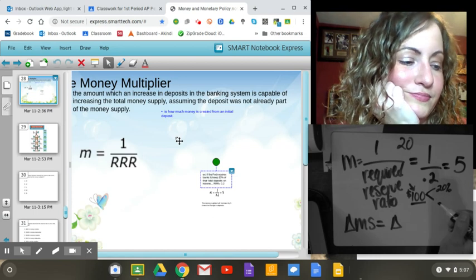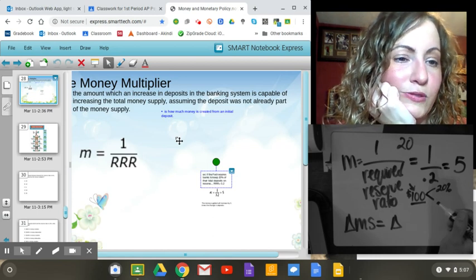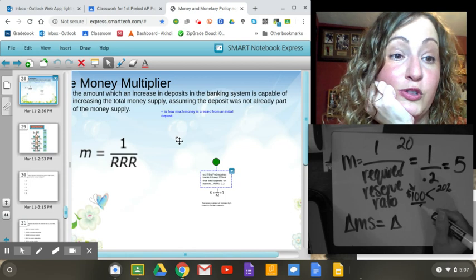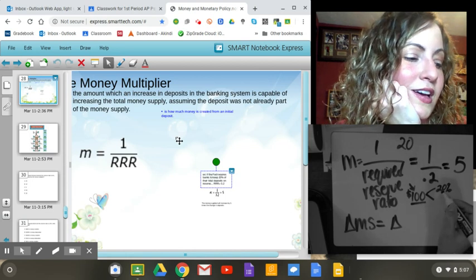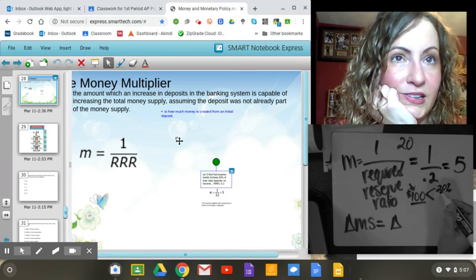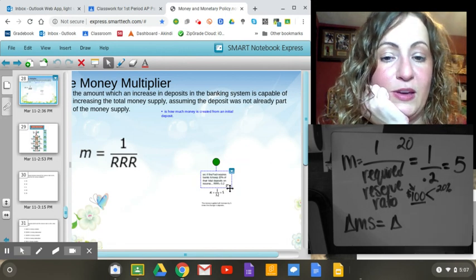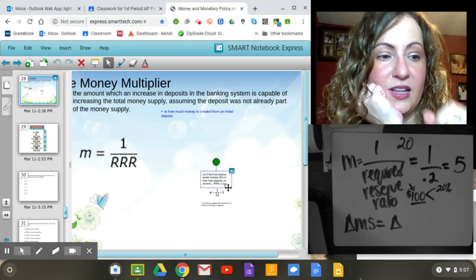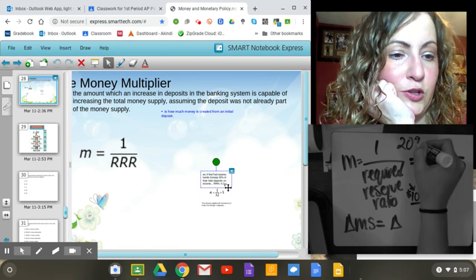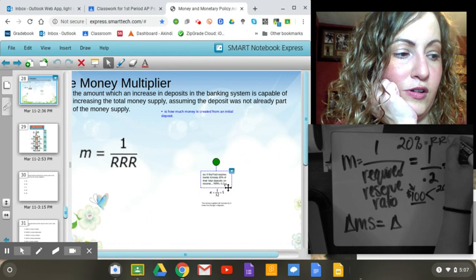In this example, you deposit $100 into a bank. The bank has to keep a certain percentage of money in the vault at all times. That's the required reserve ratio. In this example that we're going to be using for the rest of this lesson, it is 20%. 20% is the RRR.